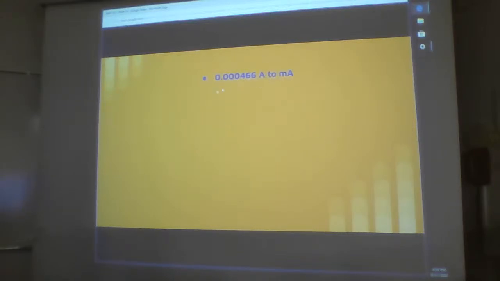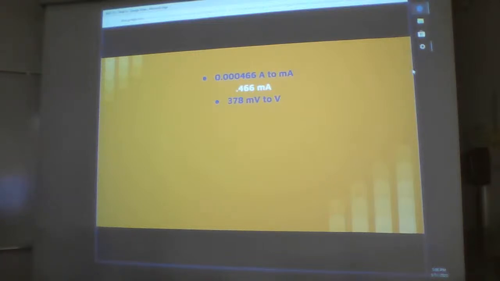Okay, if we want to convert 0.000466 amps to milliamps, how would we do that? Milli means 1 over 1,000, right? So we would be multiplying by 1,000. That's going to move the decimal point 3 places to the right. And it would give us 0.466 milliamps.